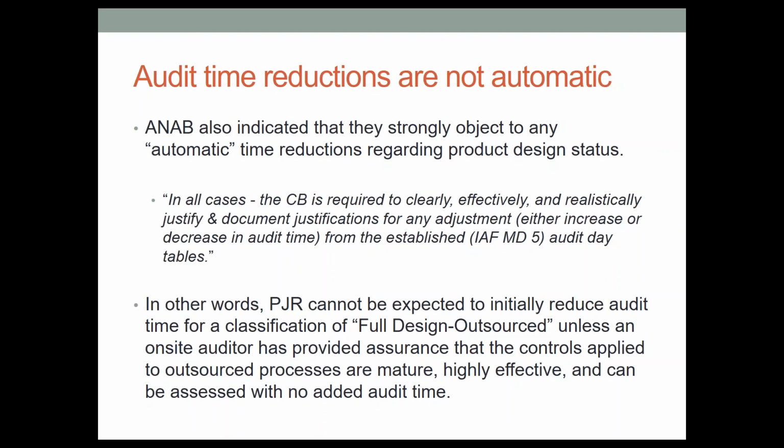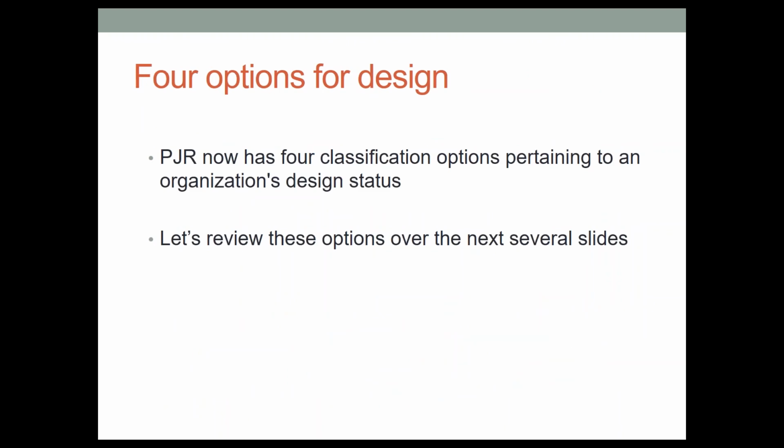So in other words, PJR cannot be expected to initially reduce audit time for a classification of full design outsourced unless an on-site auditor has provided assurance that the controls applied to outsourced processes are mature, highly effective, and can be assessed with no added audit time. That's a very key point. So with that in mind, we now have 4 classification options pertaining to an organization's design status. Let's go ahead and review what those options are.